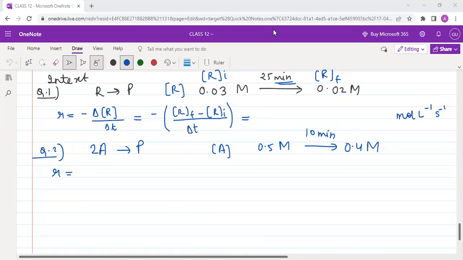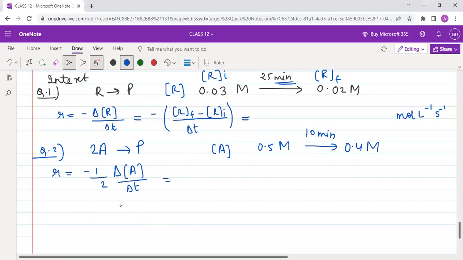It's 5 into 10 raised to minus 3. Yes, but what is the unit? It's in minutes, right? Yes. So you must have written like this, minus 1 by 2 delta A by delta T, then you would have got the answer, right? Yes.